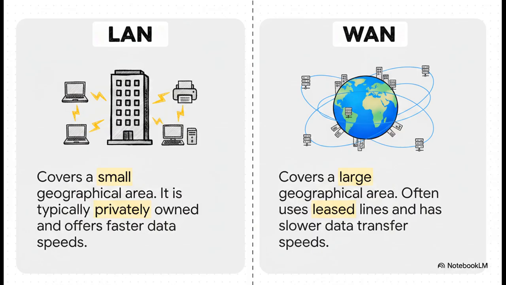Now, a WAN is the opposite. It covers a huge area, so it has to use existing infrastructure like phone lines that are leased from telecom companies, and because the data has to travel so far, it's naturally going to be slower. Nailing these differences is key.